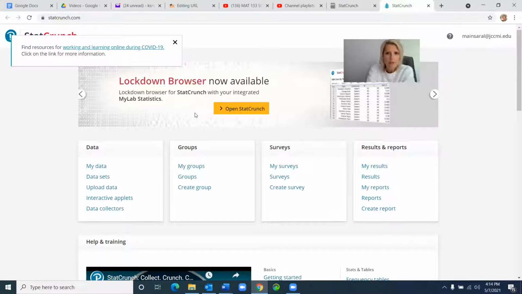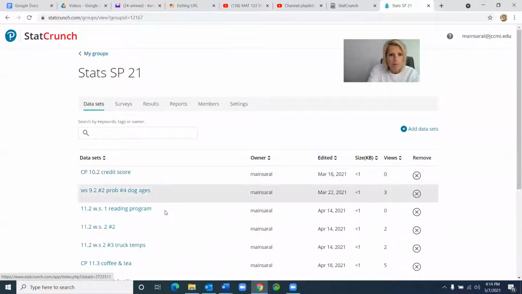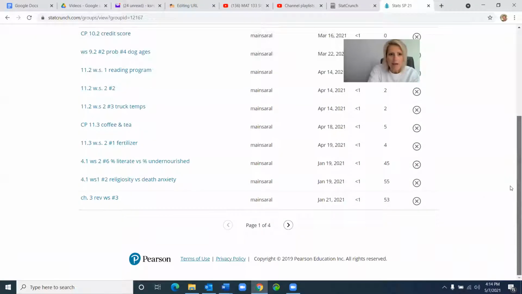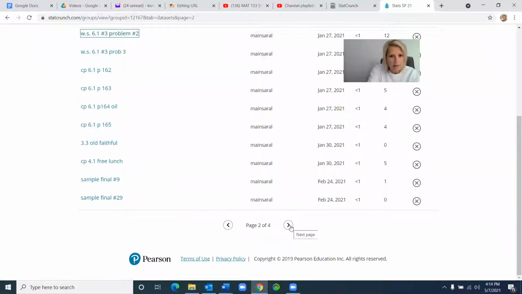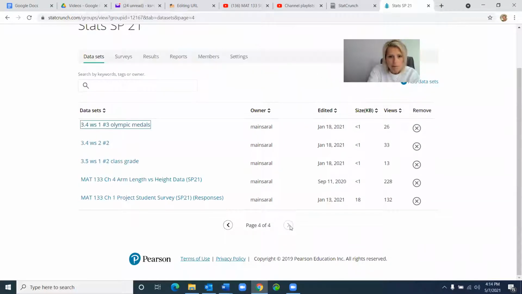But the first thing you're going to want to do is to subscribe to my data. And I set that up in your scavenger hunt. And under my data, so you're going to go into my groups right here, my groups. And you're going to click on Stats SP21. And then our data here is actually on this third page, I believe. It should say right here, project, chapter 1, project student survey, SP21 responses. So go ahead and click on that.